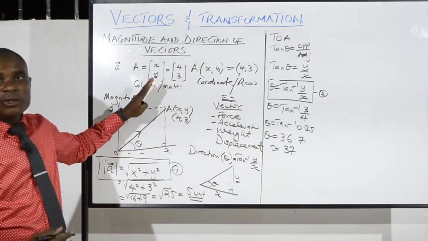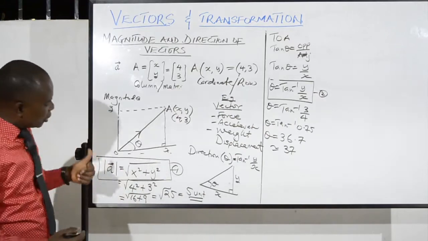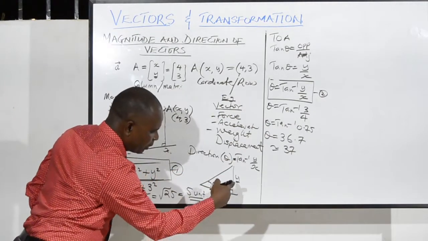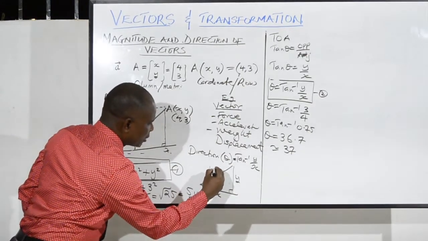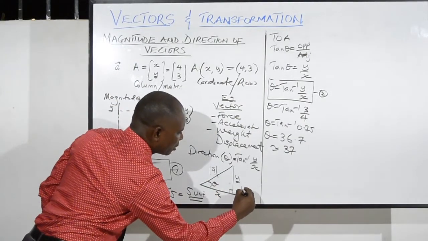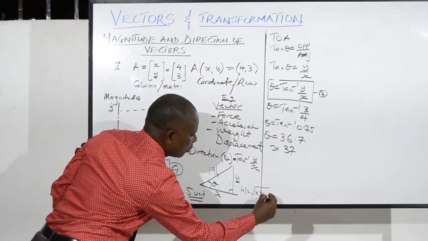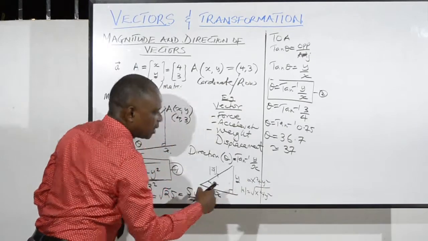But we want to know the magnitude of the vector. How do we calculate the magnitude of the vector? To be precise, just use the Pythagoras Theorem. The magnitude of vector A is supposed to be the square root of x squared plus y squared. It came from x squared plus y squared, which is the Pythagoras Theorem.